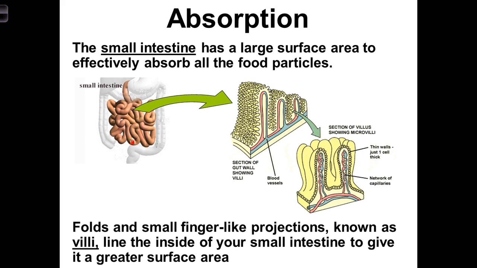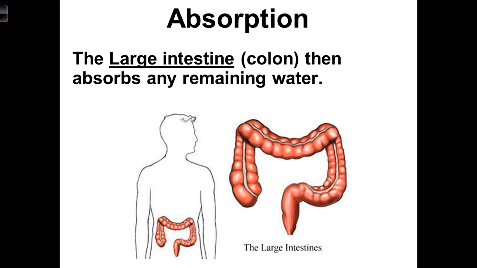Lots of little folds and loops and bits that stick out that give our small intestine a really large surface area. Alright, the large intestine is also involved in absorption, but it doesn't absorb food. All the food particles have already been absorbed. So now the large intestine absorbs any remaining water.